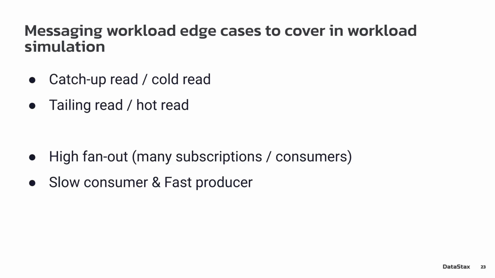The opposite of a catch-up read is the tailing read, when producers and consumers are all online. In those cases, it should be made sure that the cache is efficiently used and sized, so that in a hot read scenario no cache misses happen, so that there isn't additional unnecessary load on the bookies.